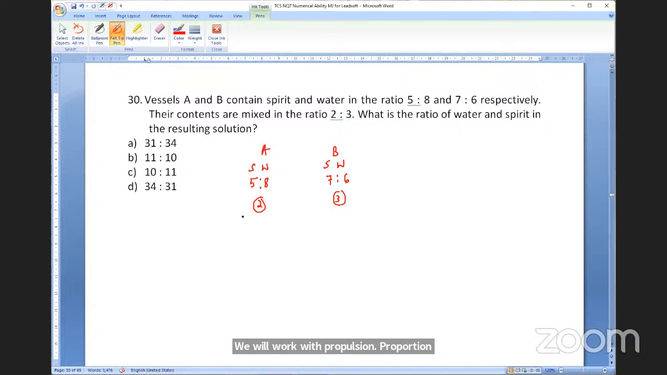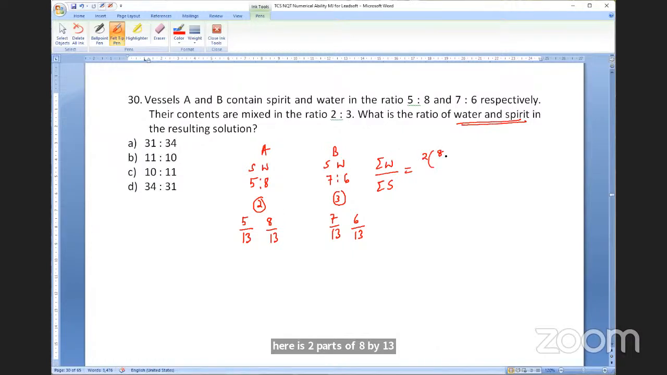Proportion of spirit in first is 5 by 5 plus 8, that is 13. And water proportion is 8 by 13. Spirit proportion in vessel B is 7 by 7 plus 6, that is 13. Wonderful. 7 by 13 and 6 by 13. Now we need to find the ratio of total water to total spirit. Mind it. First water. Total water upon total spirit. So water here is 2 parts of 8 by 13. That comes 2 into 8 by 13 plus 3 parts 6 by 13 divided by spirit is 2 parts 5 by 13 in proportion and 3 parts 7 by 13.